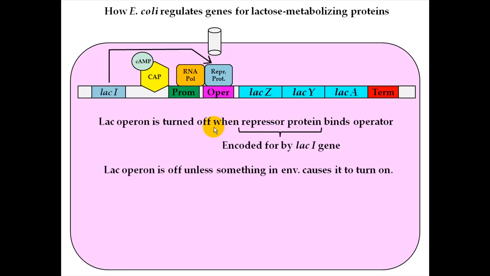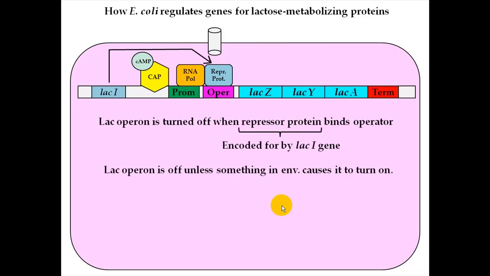We've shown you what operons look like when they're turned off, and what it looks like when it's turned on. In the case of this lactose operon, its default position is off. The lactose operon is turned off all of the time. The only time it would get turned on is if there's something in the environment of the E. coli that causes it to get turned on.